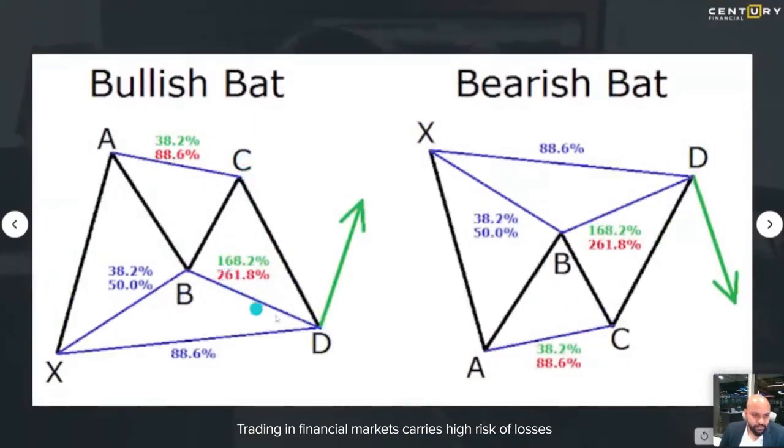But the D again differs. D has to be between 261.8 or 168.2, or XA of 88.6. Now, luckily, just a week back, we had a good trade that we got on a bullish bat pattern. I will show that to you on the live chart.